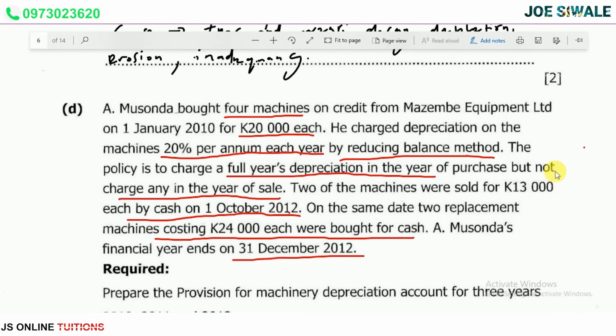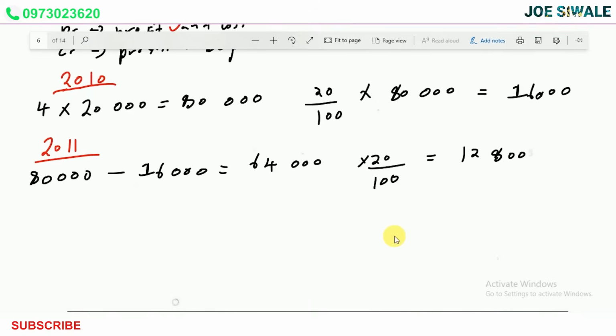So let us read the question again. So from here, the policy is to charge a full year's depreciation in the year of purchases, but not charge any in the year of sale. Two of the machines were sold for 13,000 kwacha each by cash on 1st October 2012. So in the year 2012, we sold two of the machines at 13,000 kwacha. On the same date, two replacement machines costing 24,000 each were bought for cash. So let us calculate for the year 2012 there.